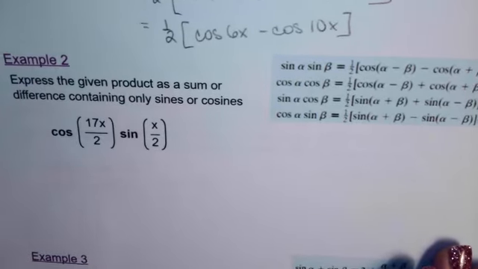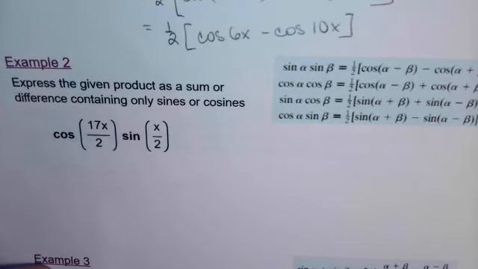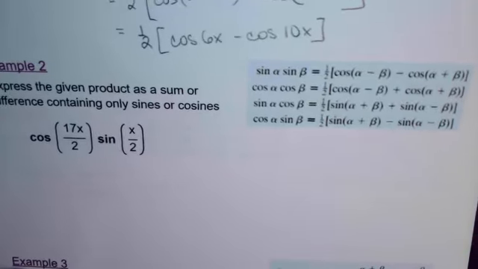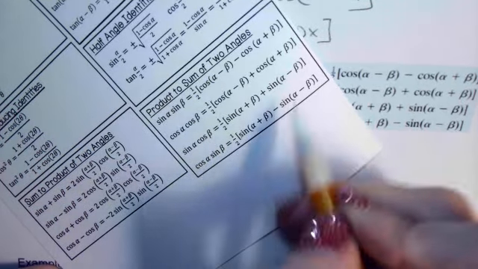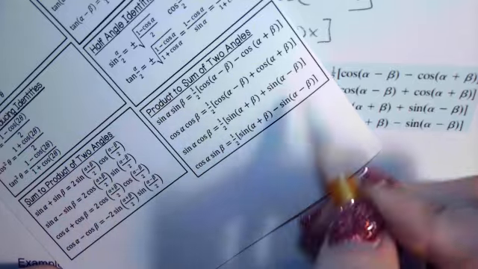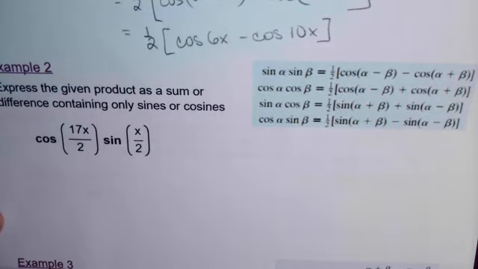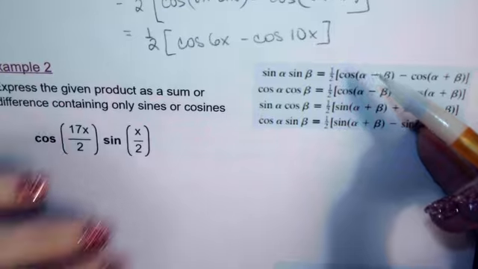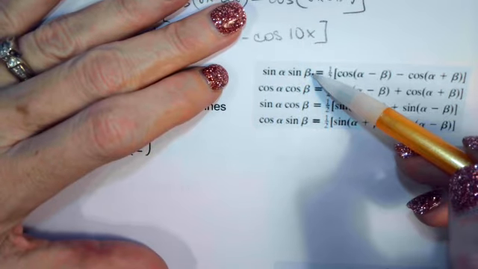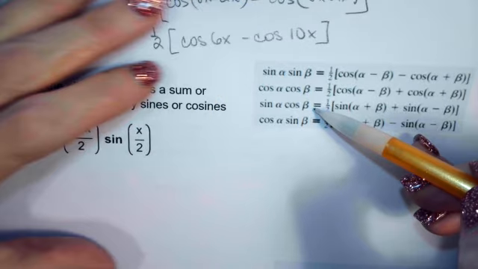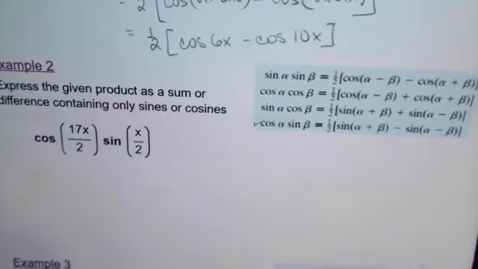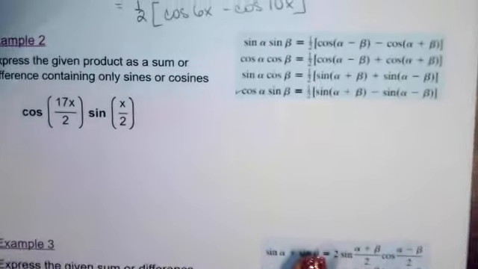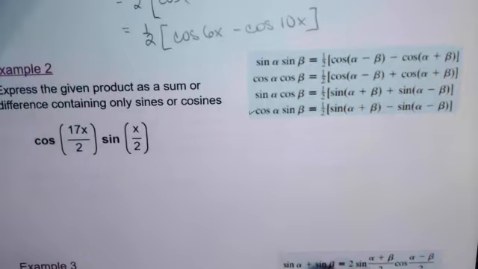All right, now looking at example 2, it says express the given product as a sum or difference containing only sines or cosines. So product as a sum of sines or cosines means we're doing product to sum. We have cosine sine, so then you have to go through and look at them. This is sine sine, cosine cosine, sine cosine, cosine sine. So this is the one that I want to use.